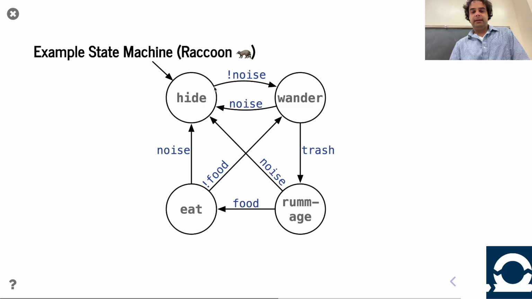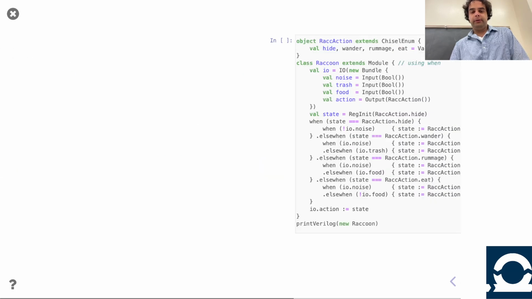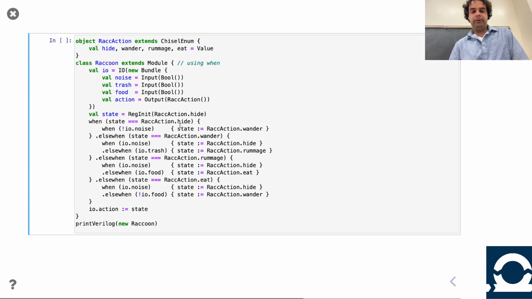Well, if there's no noise, I go to state wander. So if I'm in state hide, when there's no noise, the state changes to wander. Notice how inside this case there's no otherwise. The otherwise is implicit, in the sense that if I don't change my state, the state stays the same. That's what the when does for us.